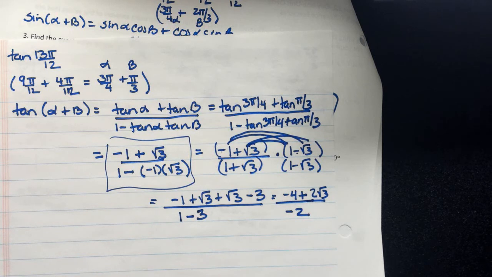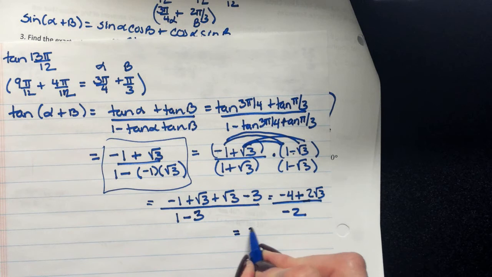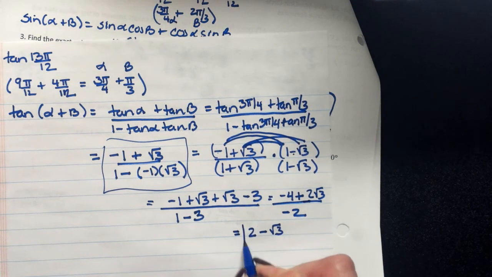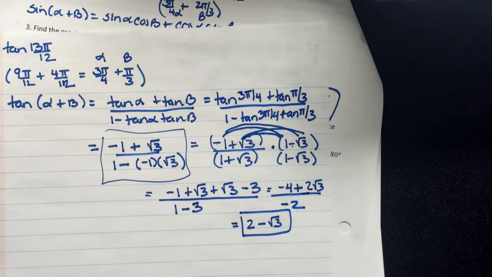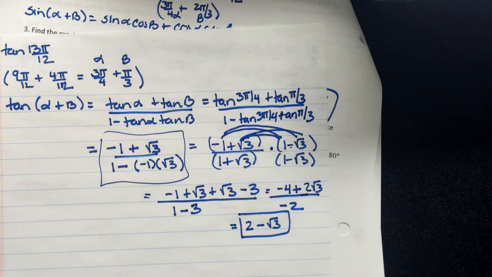Am I done? I can simplify it, because what can I divide out? I can divide everything by a negative 2. So my final answer then is going to be 2 minus square root 3. That's your final answer. So with the tangents, guys, a lot of times you have to do that extra algebra to get the radical out of the denominator.